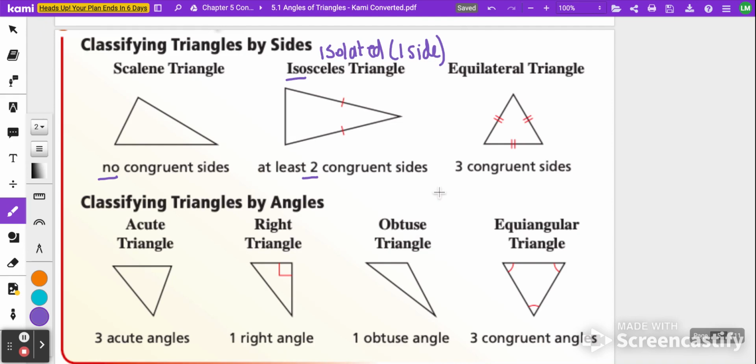The triangles that are classified by angles, we have acute triangles. That just means all three angles are acute. Right triangle means one is right. An obtuse triangle means one is obtuse. An equilateral or an equiangular triangle is always tough for me to say. Those are just three congruent angles, so that means they're all equal to 60 degrees. Equiangular are also considered acute triangles just because all three of their angles are less than 90 degrees.